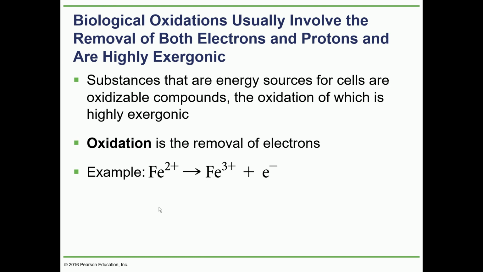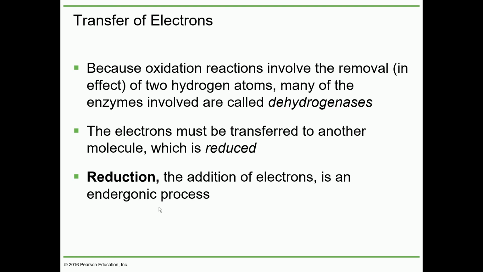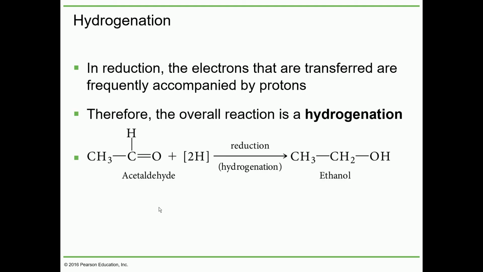Oxidation is loss of electrons, and in cells, electrons do not travel by themselves. They are present in the form of hydrogen atoms, so the loss of electrons means the loss of hydrogen atoms, and this process is called dehydrogenation. Reduction is called hydrogenation because it's a gain of hydrogen atoms. Oxidation and reduction go together: one compound loses electrons and the other gains them, so both processes take place together.